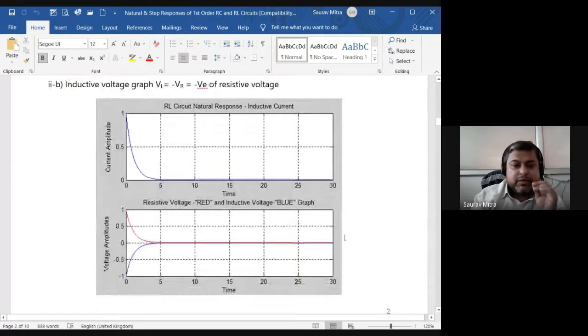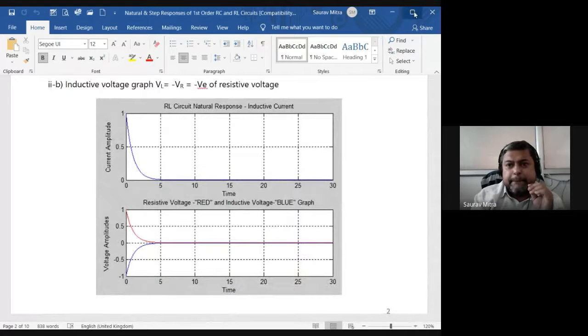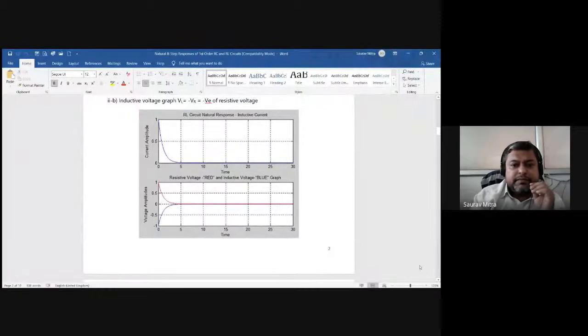You can see this response. Rutik, is this response visible? Three graphs I have shown. Yes, sir. The top graph is called RL circuit natural response, inductive current. Can you see this blue graph? It is falling exponentially. So initially the current was quite high, it was I0. Suppose I0 is equal to 1 ampere. Let's say I am adjusting the R and L values in such a way that I0 is equal to 1 ampere.